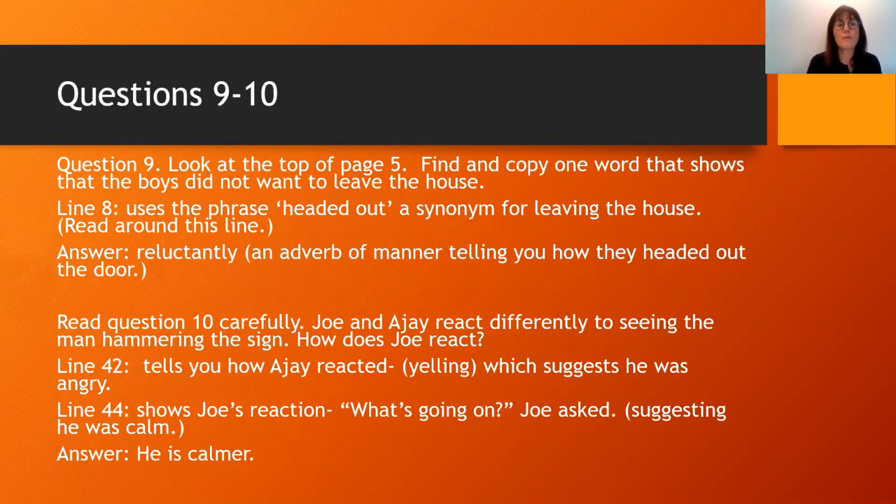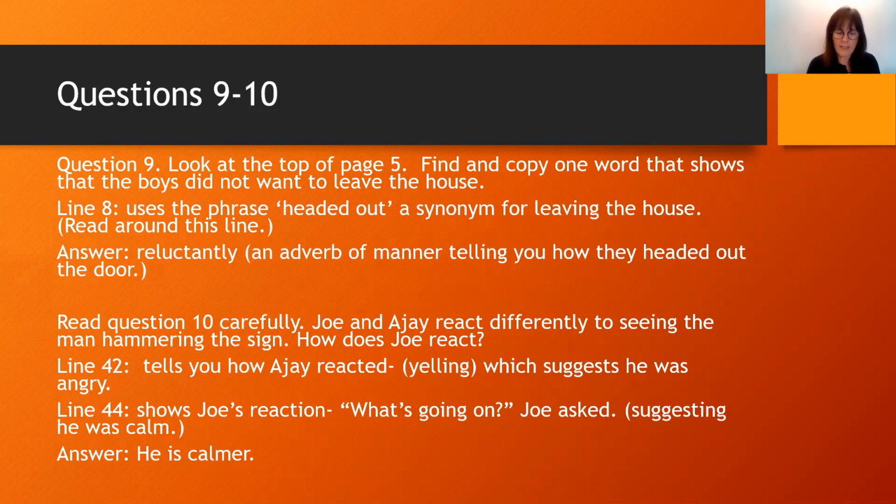Okay, moving on to question number 10. Read question 10 carefully. Joe and AJ react very differently to seeing the man hammering in the sign. How does Joe react? So we have to find the "Oi," AJ yelled, "What are you doing?" And Joe read the sign under development. "What's going on?" Joe asked. "Why have you closed the park?"